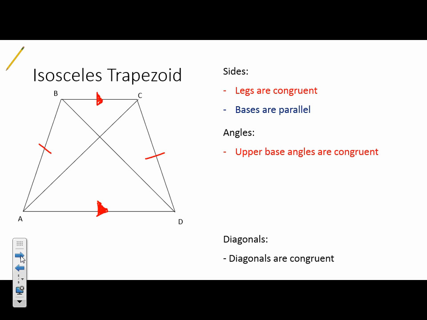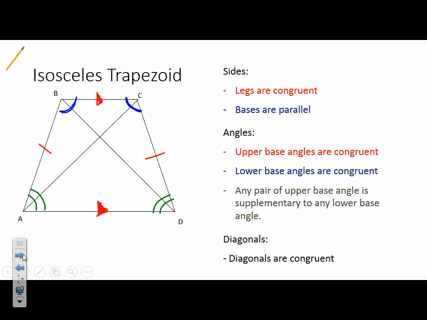Okay, let's talk angles. Because we have an isosceles trapezoid now, we do have some congruent angles. The upper base angles will be congruent to each other. So B and C will be congruent, as well as angle A down here and angle D right here. They will also be congruent. The base angles are the angles that are right next to a base, or right on top of a base like this. The lower base angles are congruent, like I just wrote, A and D.